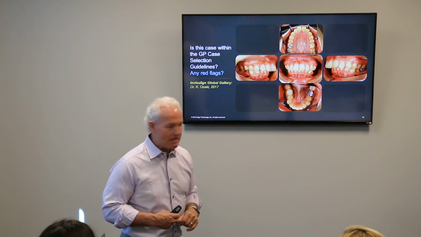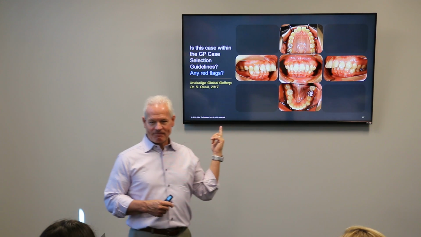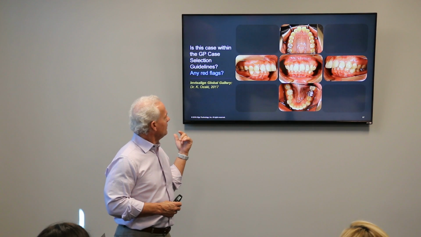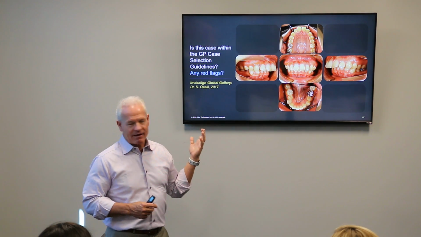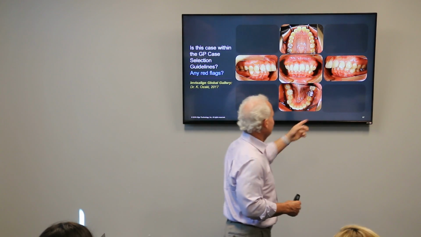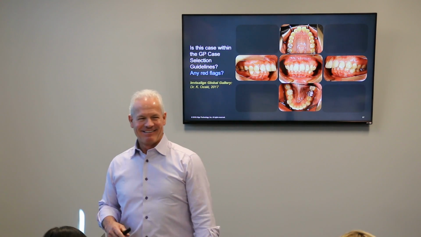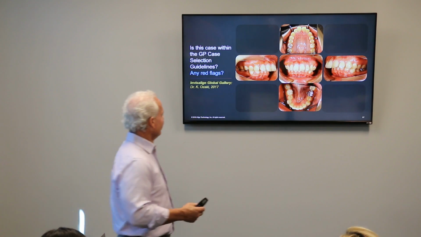Is that a red flag? Would you treat a case like that? No, what's the red flag? It's the unlike arches and the overjet. Yeah, mostly the red flag is that this guy could eat an apple through a picket fence. Seriously.